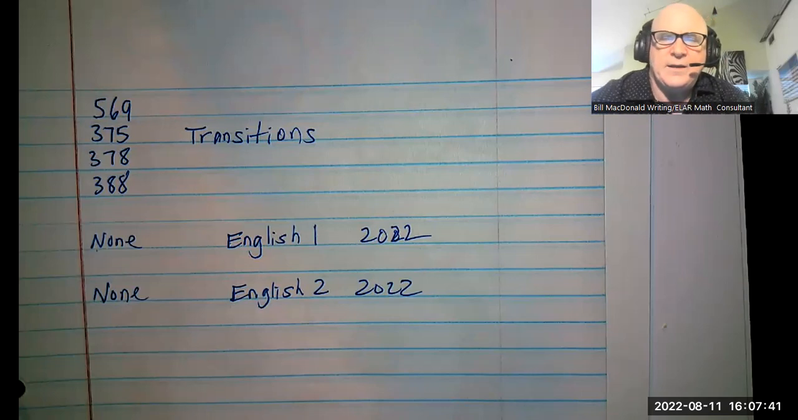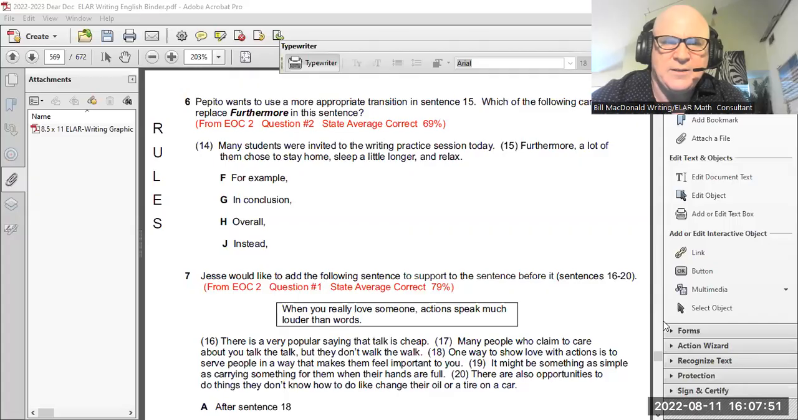Let me go ahead and come out and I'll share my screen with you from the binder. The first thing that we're going to look at, if you notice there on the left, it says page 569. All right. So it's revising.